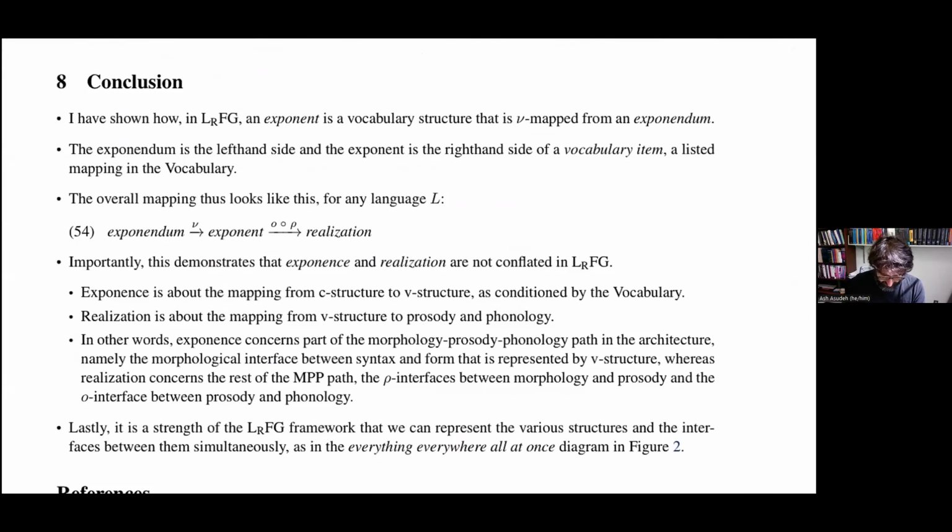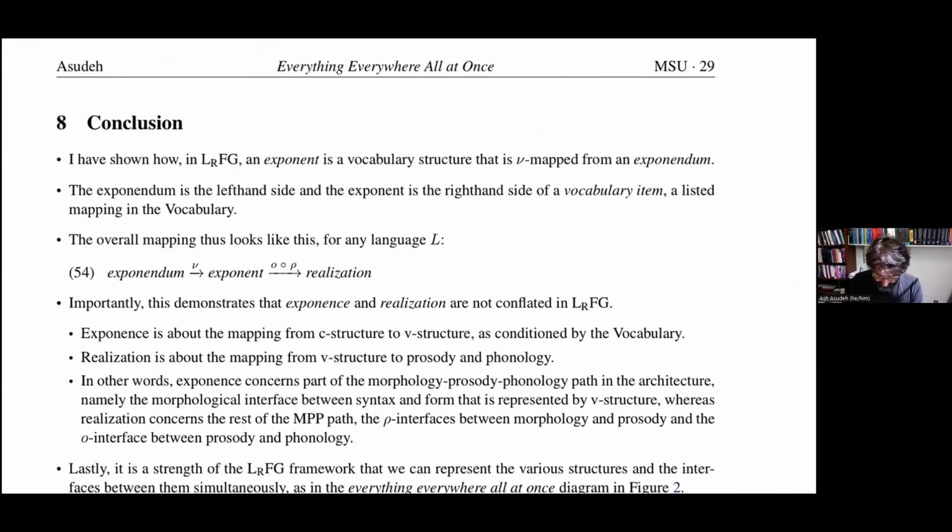So sorry, I've gone slightly over, Sergey, but I've shown how an LrFG exponent is a vocabulary structure that's V-mapped from an exponendum. The exponendum is the left-hand side and the exponent is the right-hand side of a vocabulary item, a listed mapping in the vocabulary. The overall mapping thus looks like this for any language L. An exponendum is V-mapped to an exponent, and that thing is mapped by the composition of the prosodic mapping and the phonological mapping, which maps the exponent to a realization.